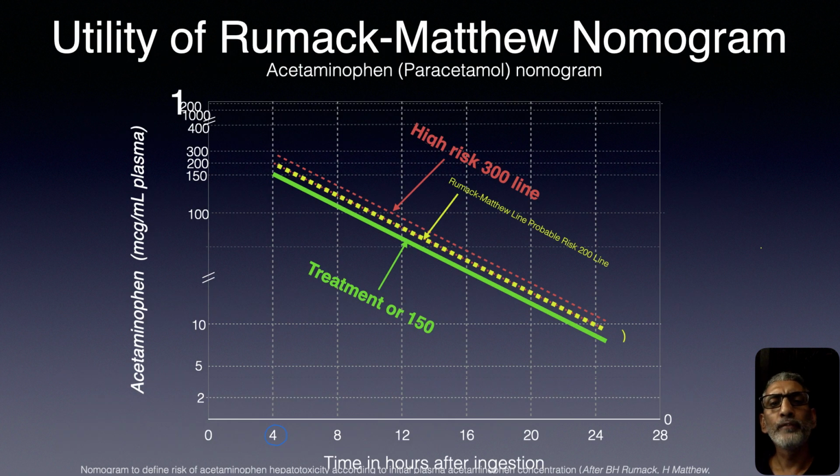Now, before we talk about the acetadote dosing, let's take a look at the Rumack-Matthew nomogram. This nomogram is a great tool which can predict the possibility of hepatotoxicity, and this allows the clinician to make a decision whether to give acetadote or not. It's basically a semi-logarithmic graph.